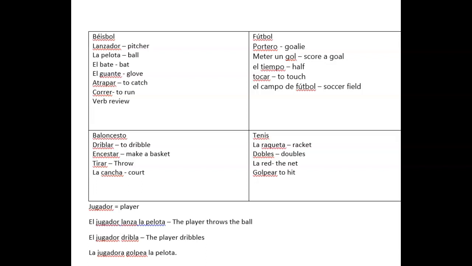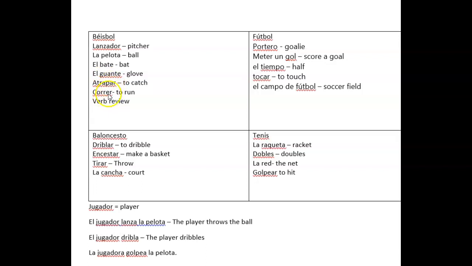This week we went over sports vocabulary. As you can see on the screen, we learned about some different sports, and let's go down the list. So for baseball, we saw that lanzador is pitcher, la pelota, ball, el bate, el guante, atrapar, and correr. Notice these last two are verbs.